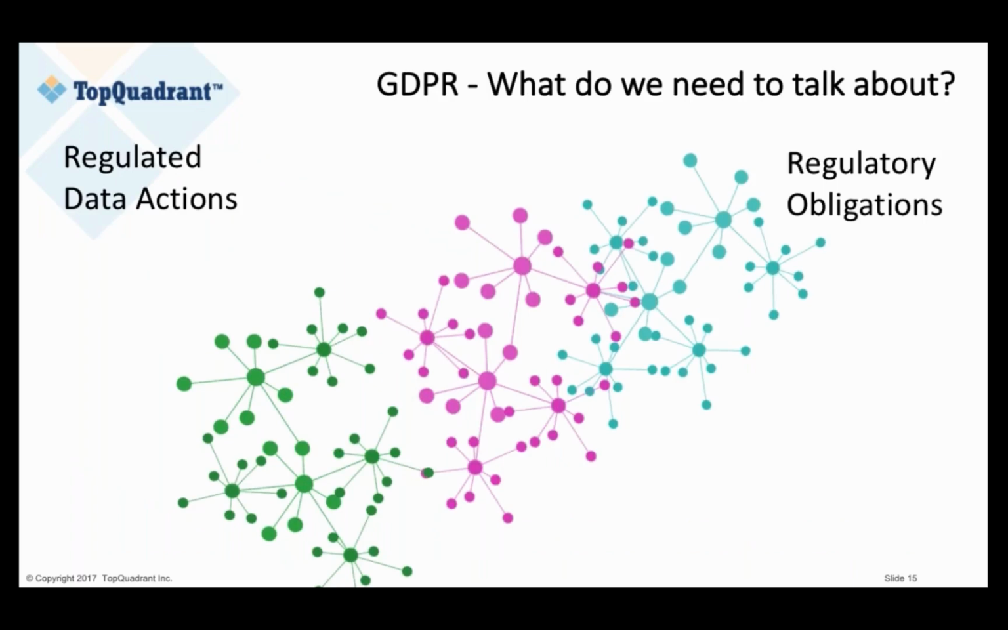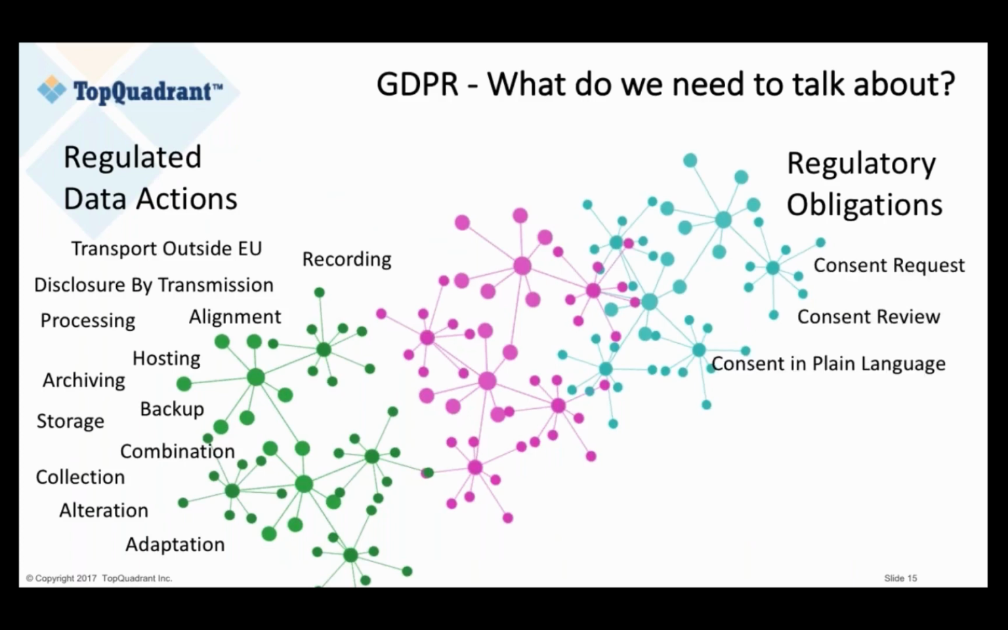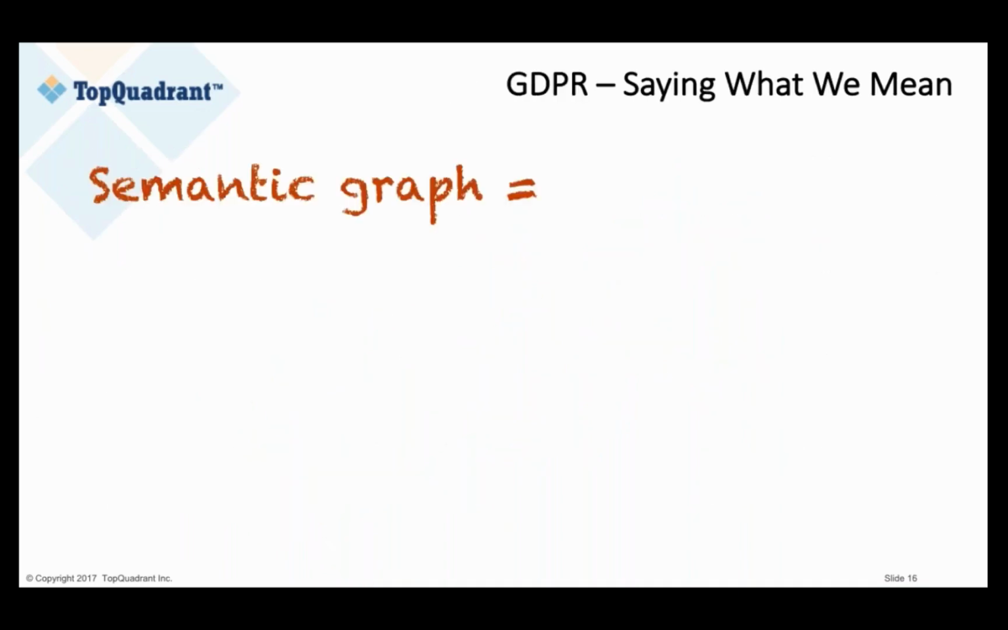Well, in these relationships, what do we need to talk about? A lot. There are actions in which personal data is involved, and there are obligations to consider. And these are just a few examples of the activities that GDPR regulates. These must be understood and governed. Any GDPR compliance system must be designed to track and account for how personally identifiable information relates to each of these activities. Again, it's all about relationships. So how do we do that?